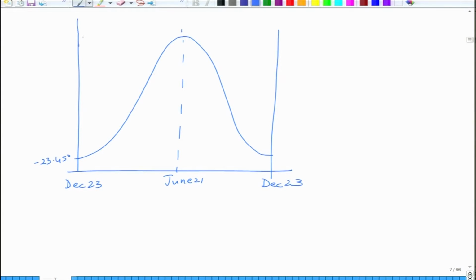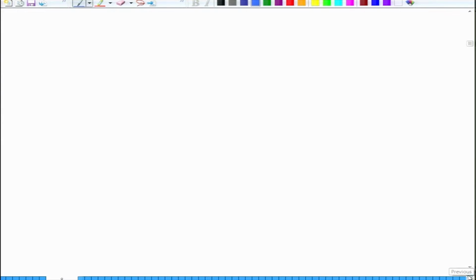This is how it will vary throughout the year, and somewhere in between it will go through 0 degrees. So you will have two times, these will be your equinoxes, when delta will be equal to 0 degrees. Equinox 1 and equinox 2, in March and September. And then we define some more angles. We will go a little quickly.